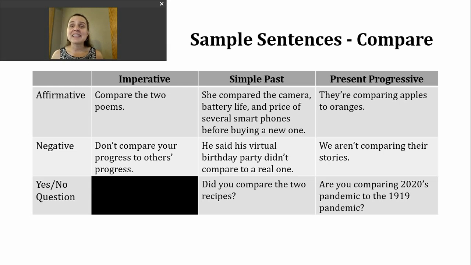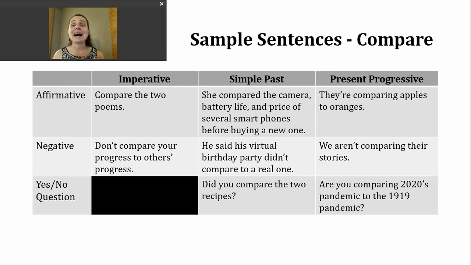So with all of these affirmative imperative sentences, we can just start the sentence with the base verb. Here's an example. Compare the two poems. This might be an imperative sentence that a teacher or a professor uses in a class, telling their students what they are supposed to do, maybe with a partner or maybe on their own.